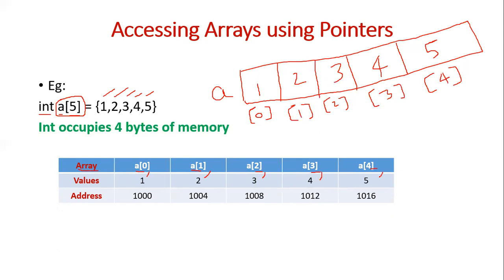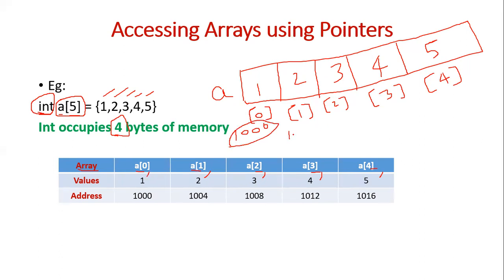Okay. Now let us assume that the starting address of this array is 1000. If the starting address is 1000, that is, the address of A of 0 is 1000, then what will be the address of A of 1? That depends on the type of the array. So what is the type of the array? Here the type is integer. So integer occupies 4 bytes of memory. Okay, integer needs how many bytes? 4 bytes.